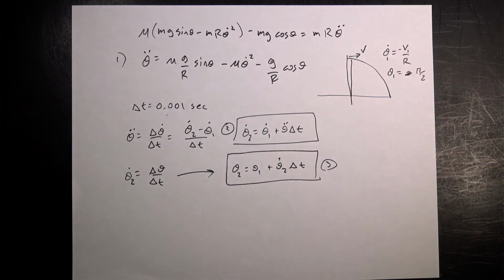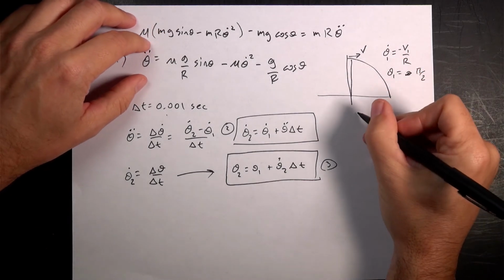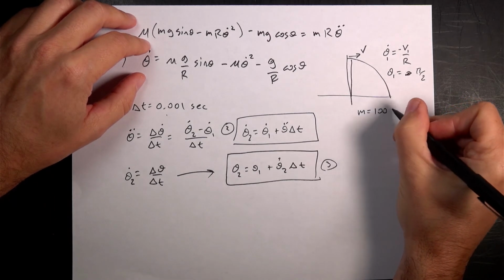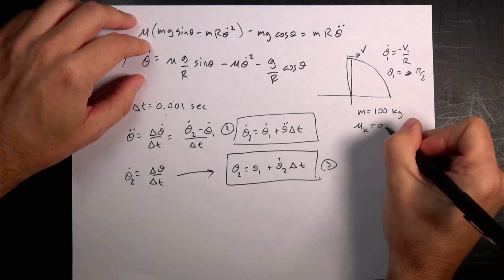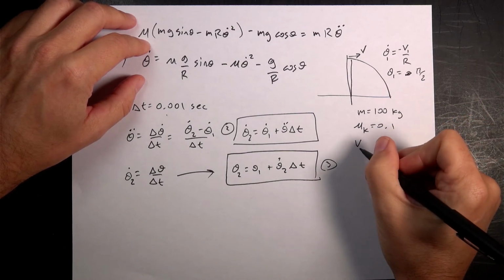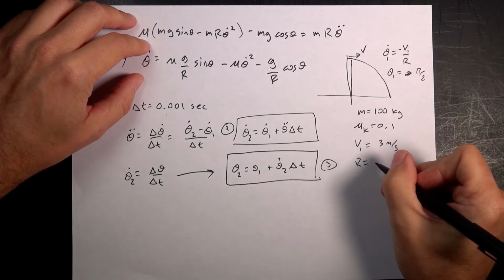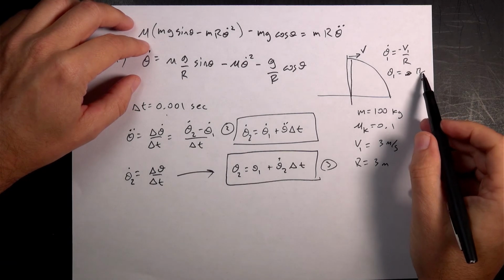Okay. Now let me point out a couple things. We do need some values, right? Let's say I'm going to pick a mass. It's a heavy person, I guess, 100 kilograms. I'd just like to use 100. The coefficient of kinetic friction I'm going to put as 0.1. The initial velocity, v1, is 3 meters per second, and the radius is 3 meters. I just picked some stuff. And then theta 1 is pi over 2.